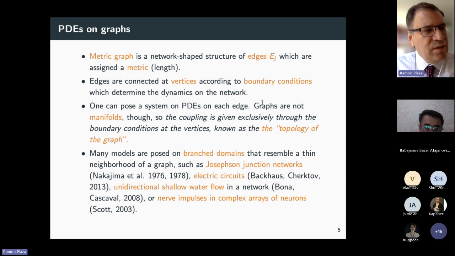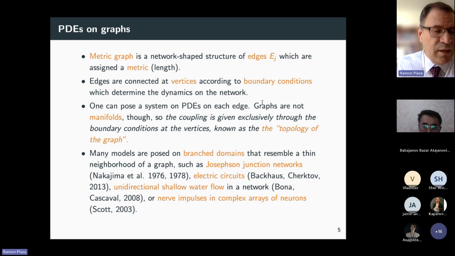This has been studied very thoroughly in the theory of quantum graphs, posing, for example, the Schrödinger operator on a graph bound by vertices, and especially for linear operators. But it has also been applied in recent years to nonlinear models. For example, in shallow water flow in a network, or nerve impulses in complex arrays of neurons.